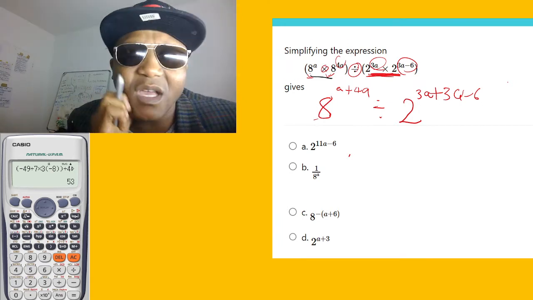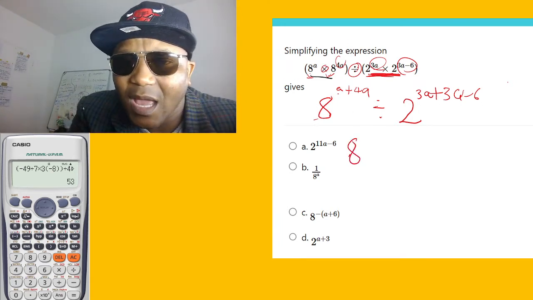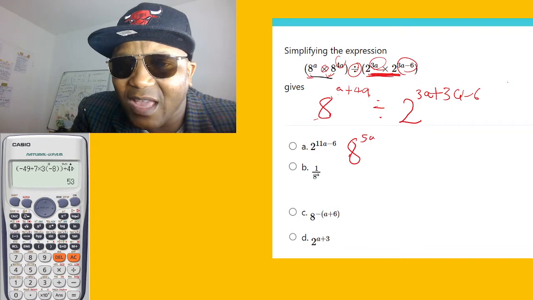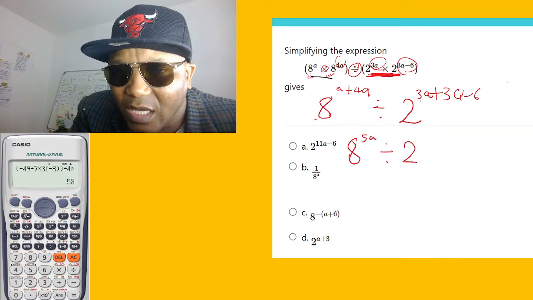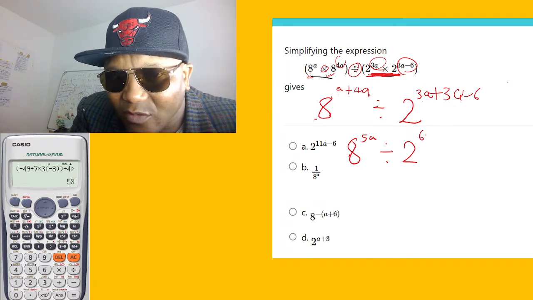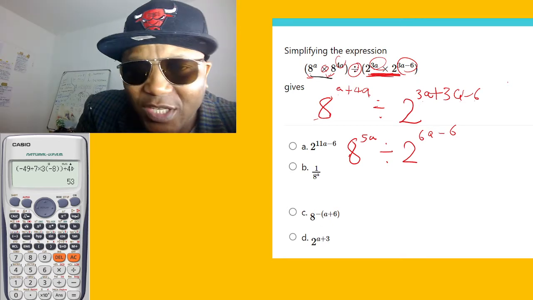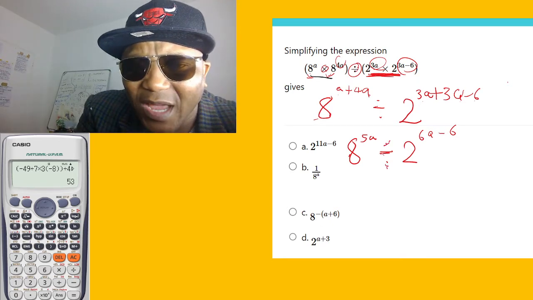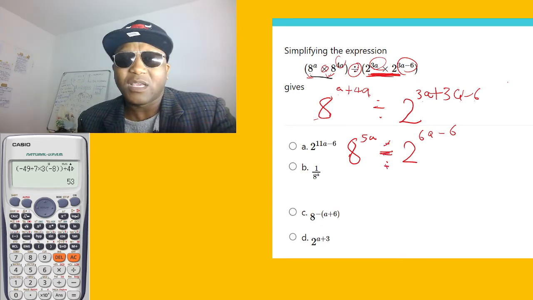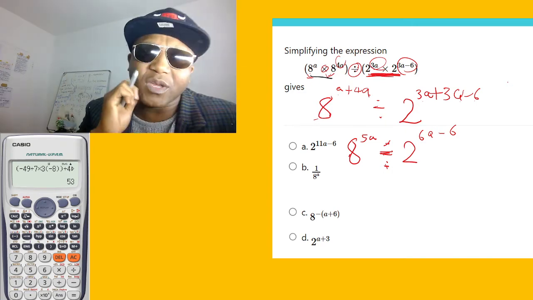Okay, so let me say 8a plus 4a is 5a, because it's like 10. Divide 2, 3a plus 3a equal to 6a, and then minus 6. But hey, can you put this together? No, you cannot put it together because there's no multiplication. Only if it's multiplication, then you do it.